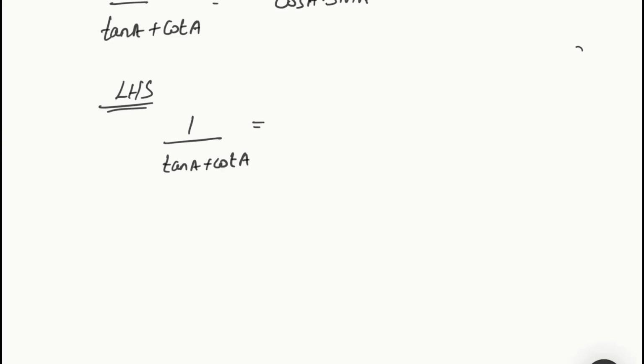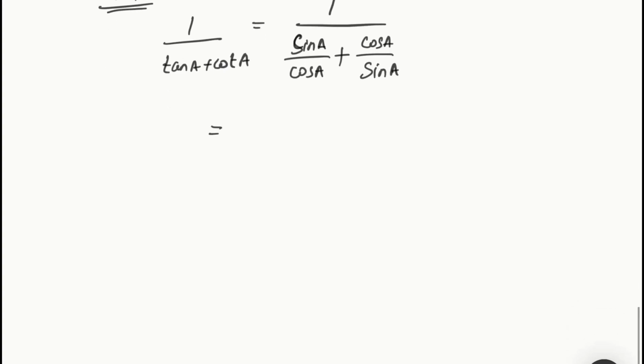So we want the answer in form of cos and sin. So we know tan and cot can be written in form of cos and sin, right? What is tan A? Tan A is sin A by cos A. We had already proved it, right? Plus cot A is cos A by sin A, right? So this will be equal to 1 by, cross multiplying, okay? (sin square A plus cos square A) by cos A sin A.